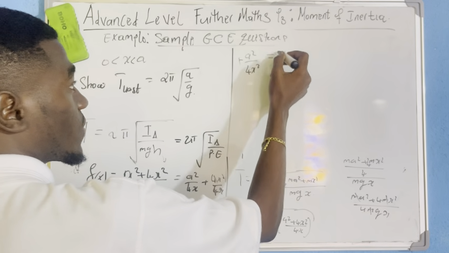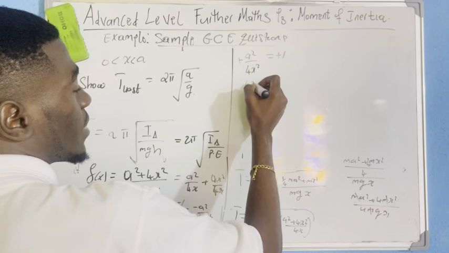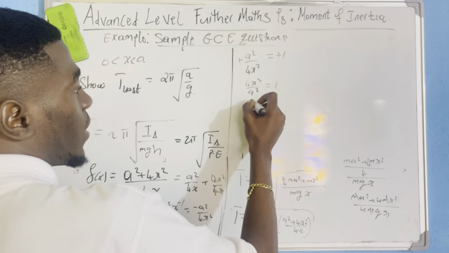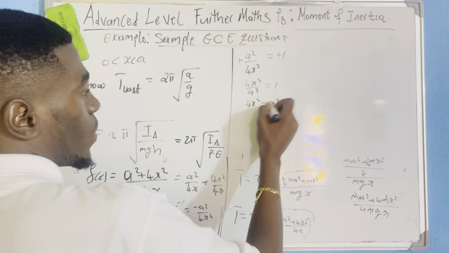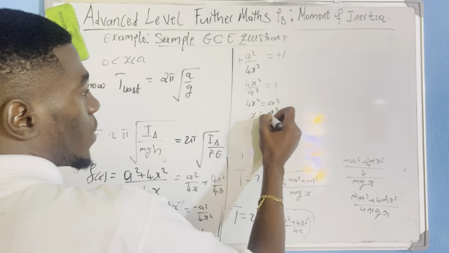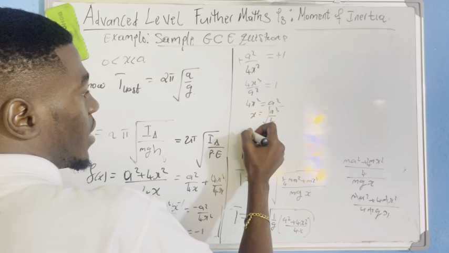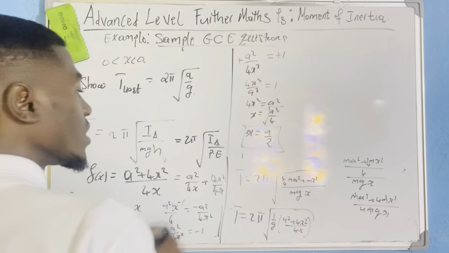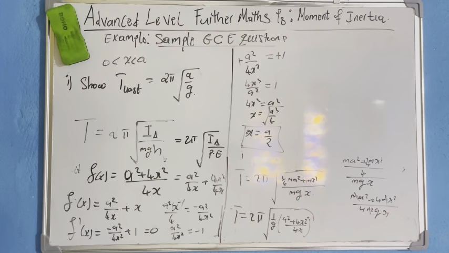So I will have a squared all over 4x squared equals 1, since the negatives cancel. I do the reciprocal: 4x squared over a squared equals 1. So 4x squared equals a squared. Therefore, x is simply equal to the square root of a squared all over 4. X is simply equal to what? A all over 2. So that is the value of x for the least period.